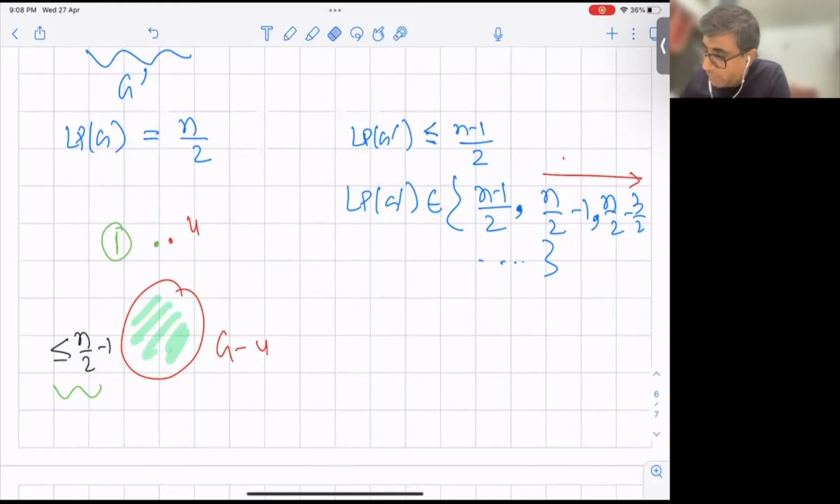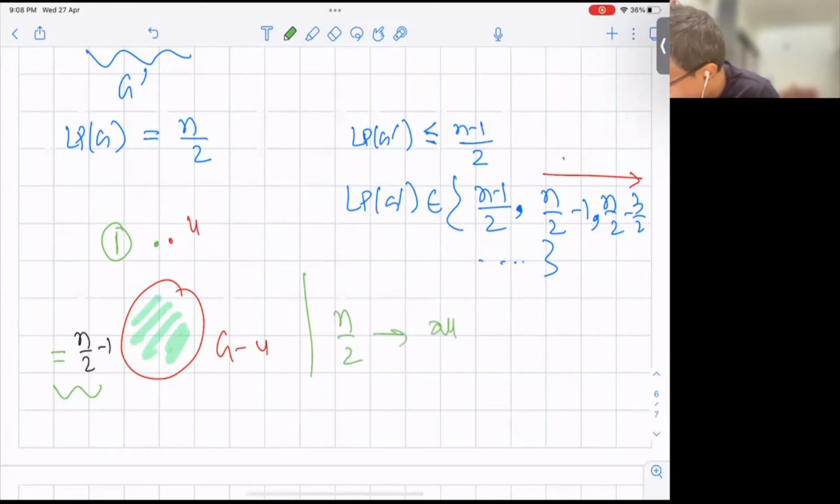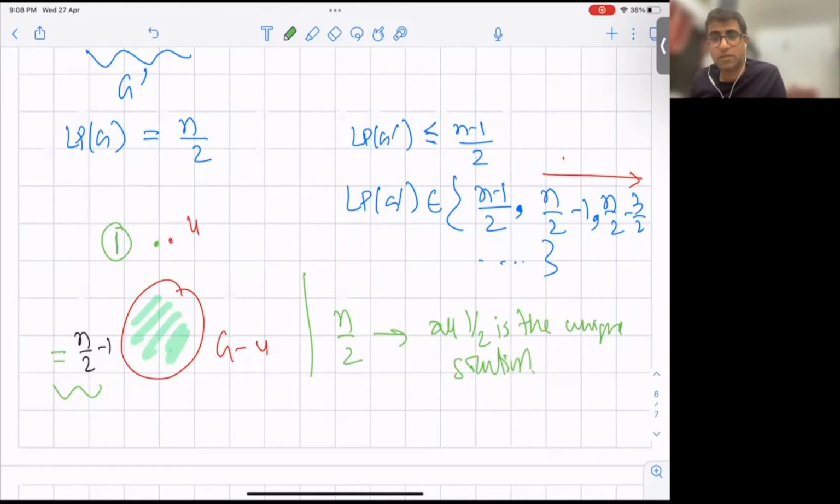So this could be exactly equal to n by 2 minus 1. But if it is n by 2 minus 1, then I will assign U equal to 1. And what does it contradict now? The value is n by 2, but it contradicts the fact that all half is the unique solution. So even this is not possible. So what is possible then? We just concluded that all these values are not possible.